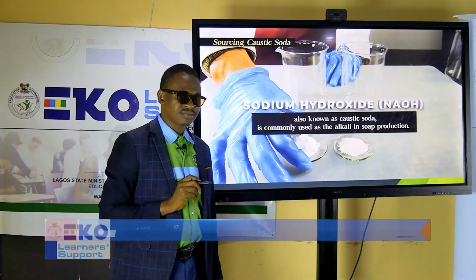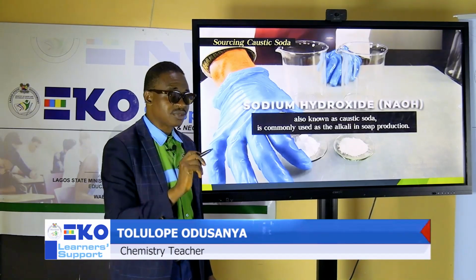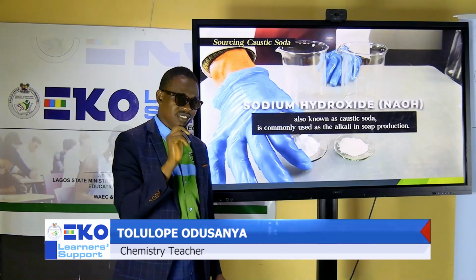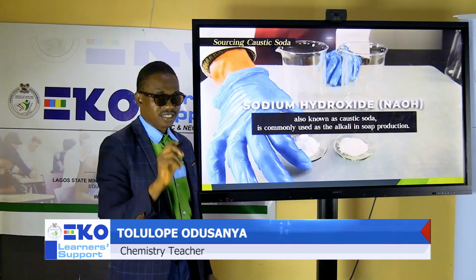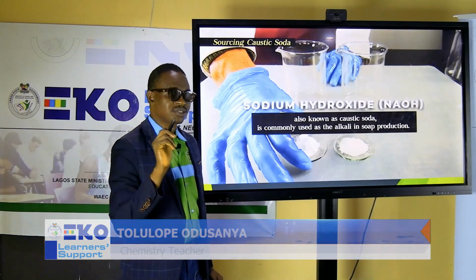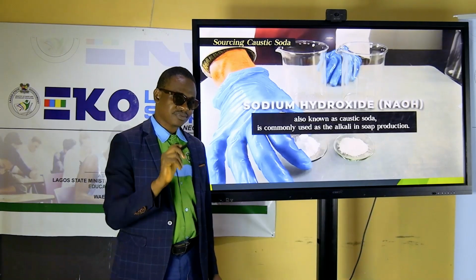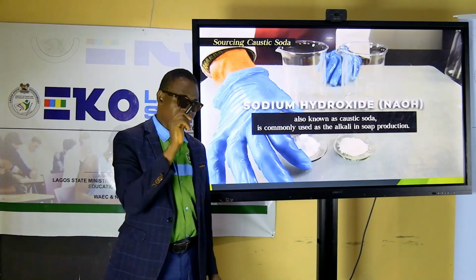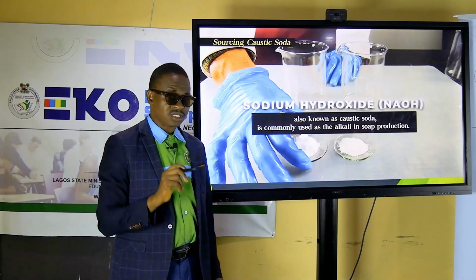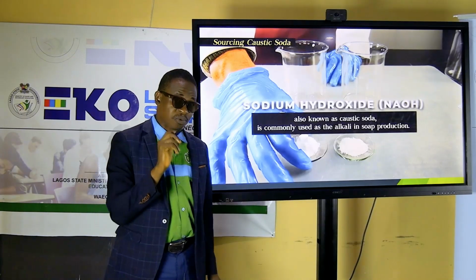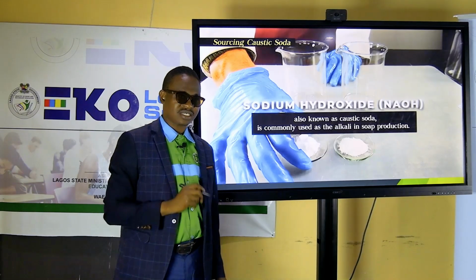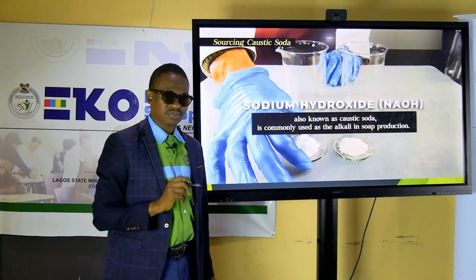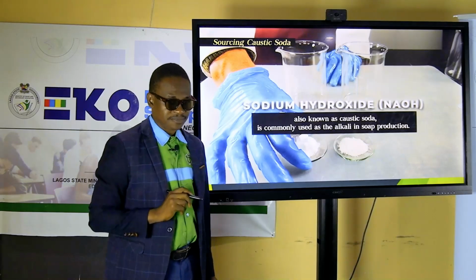Remember I told you that there are two major raw materials in the production of soap. The oil, and the alkaline. So in this particular process, they are sourcing for the alkaline. The alkaline could be sodium hydroxide, that we call caustic soda, or potassium hydroxide, that we call potash. These two can be used in soap making.